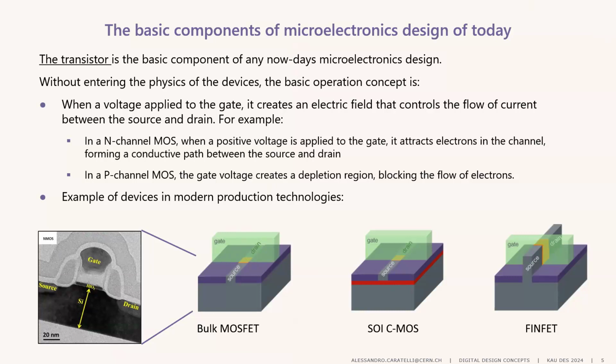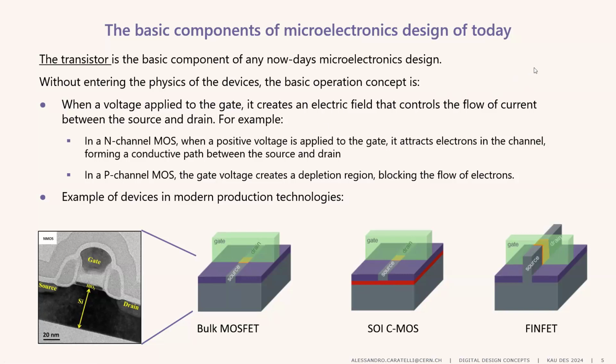And generally, you have two different types of this object. What we call N-channel MOS, where when you apply a positive voltage, basically it attracts electrons in the channel, forming a conductive path. And the opposite one, what we call the P-channel MOS, is where when you apply a voltage, it instead creates a depletion region, which basically blocks the flow of current through this device.